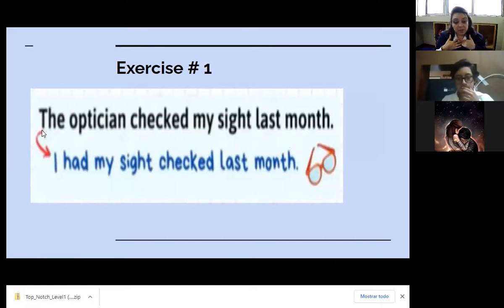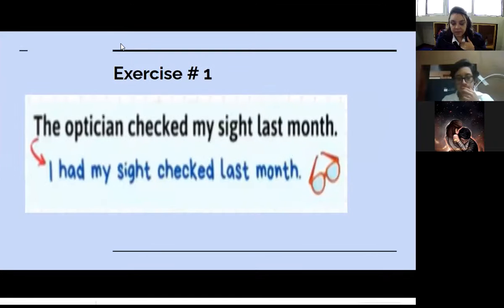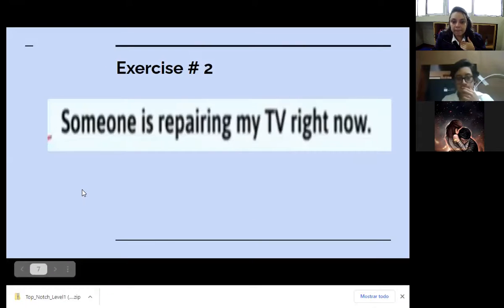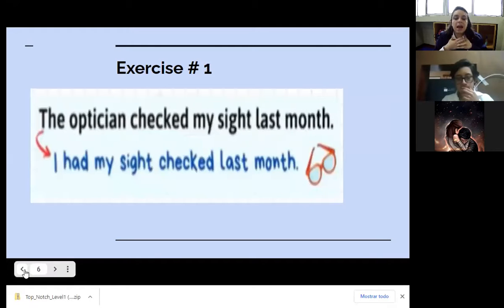I, the person that you are talking about, right? We write had, because it's in the past. The past tense of have is had. My sight is the object, and last month is the time. This one is the action and this one the verb in its regular form.